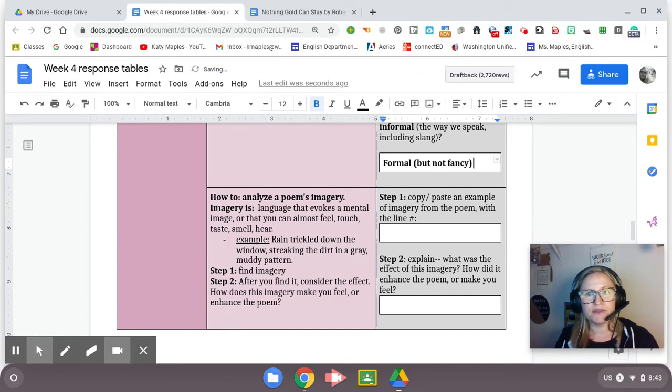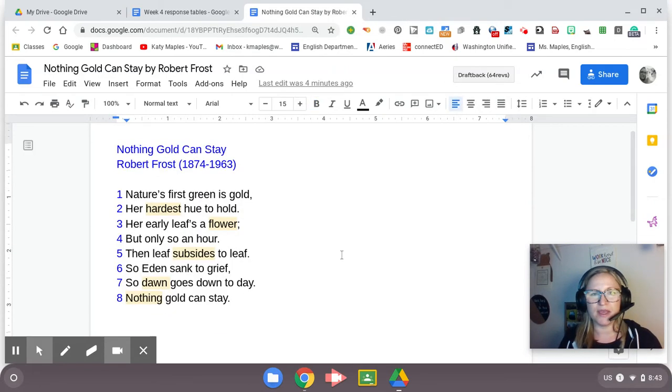Okay, so next let's analyze imagery. Imagery is language that evokes a mental image, or that you can almost feel, touch, taste, smell, hear. Imagery is language that makes it seem like it's real. It's with you. So I wrote an example. Rain trickled down the window, streaking the dirt in a gray, muddy pattern. That was one that I just wrote because it's rainy outside. So let's go see if we can find any language that has a strong image with it.